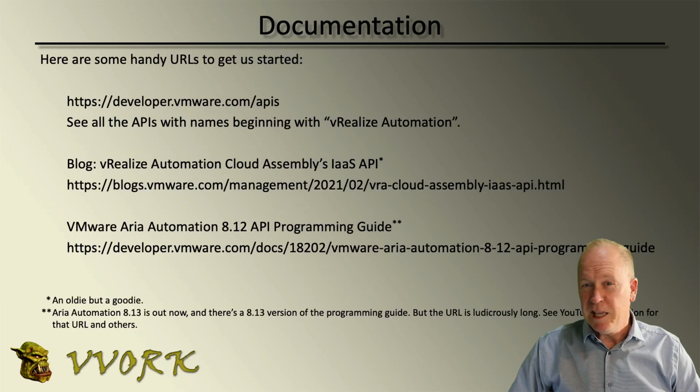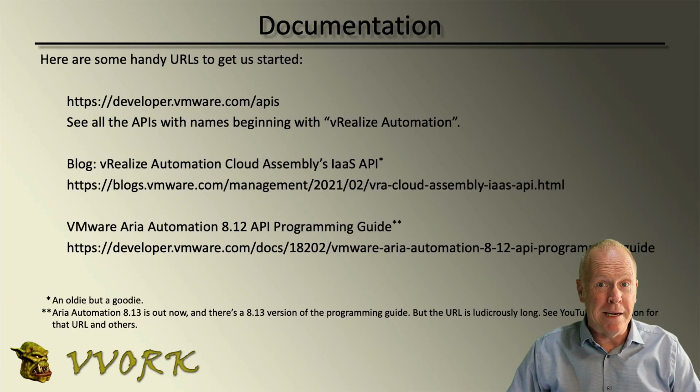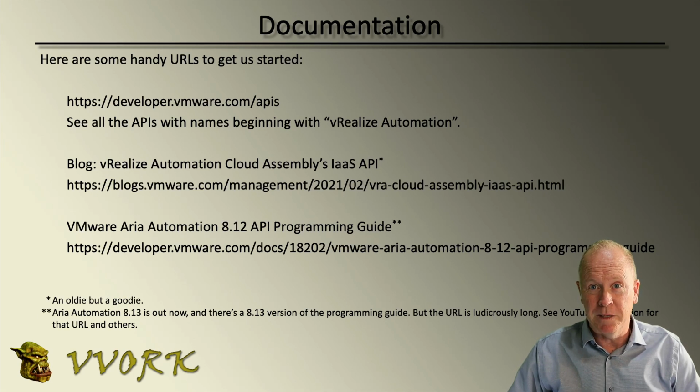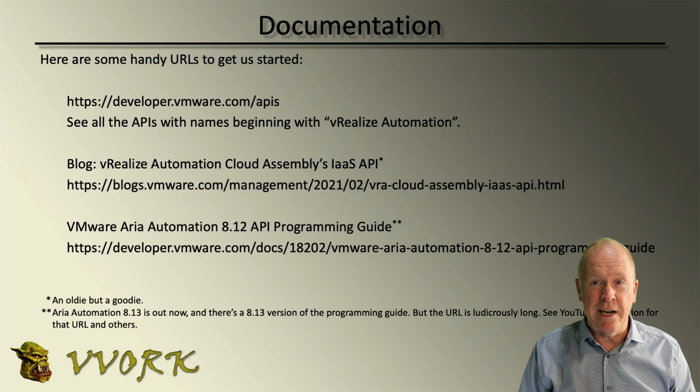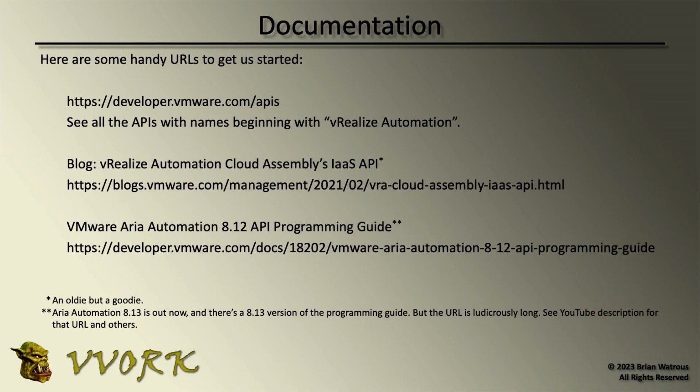Automation. The first thing I do whenever I'm automating something new is I go look for the API documentation. As you can see on this slide, I'm showing you 3 different pieces of documentation that I recommend that you take a look at. So let's head over to the lab environment and take a quick look.